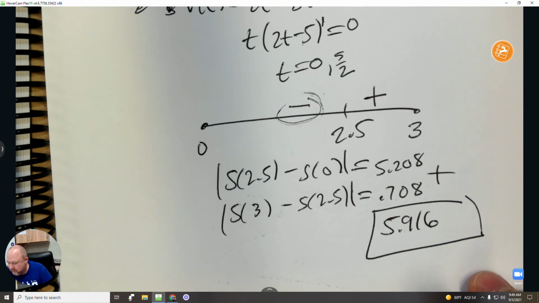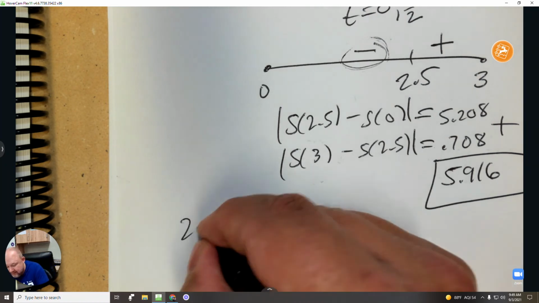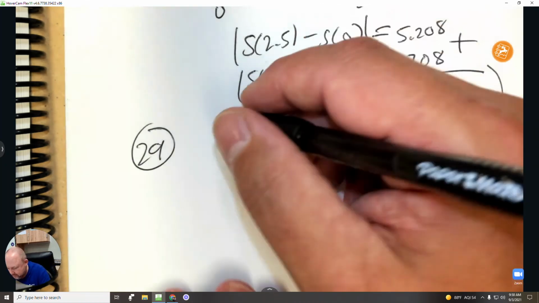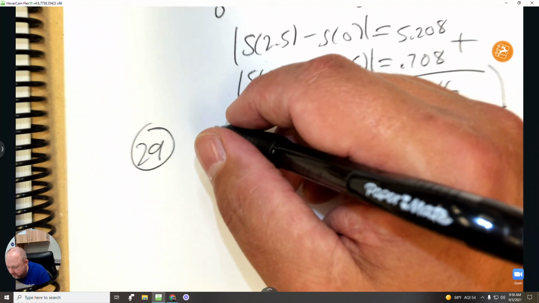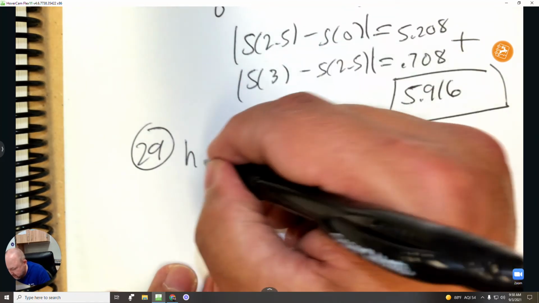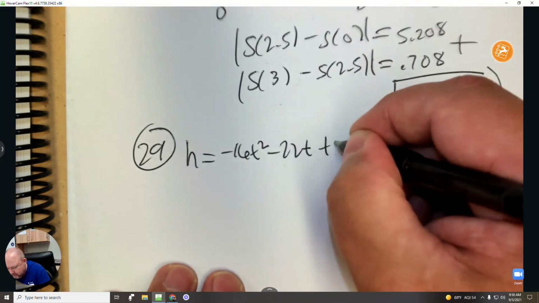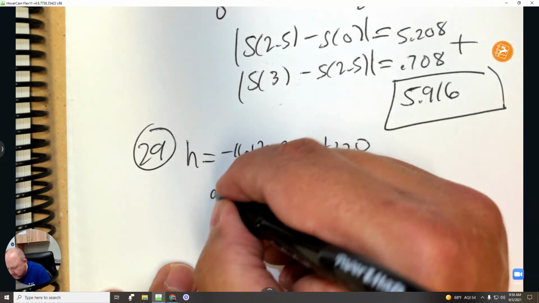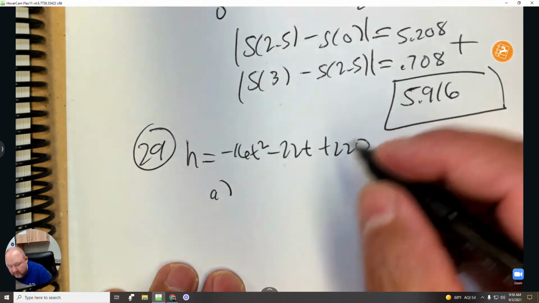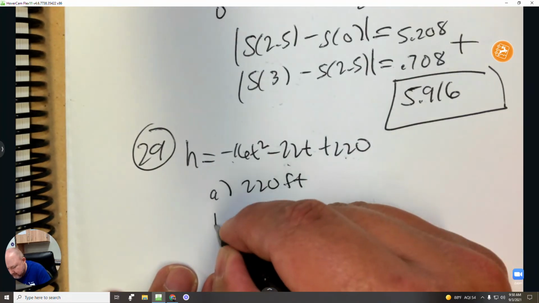All right, last one, 29. What we don't practice, we're going to forget. That's why we're practicing everything. The height in feet of a ball thrown straight down from a tall building is given. That's negative 16t squared minus 22t plus 220. So A says, what's the initial height of the ball? So plug 0 in, and the height is 220 feet.